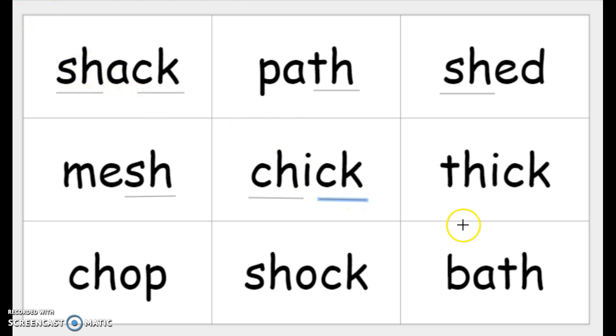All right, the next word has two digraphs also. TH, thumb, th, and CK, sock, k. Remember, CK is used at the end of words to make that k sound. Let's sound out this word. Th, ick, thick. All right, three more words. Let's underline the digraph and then read the word.